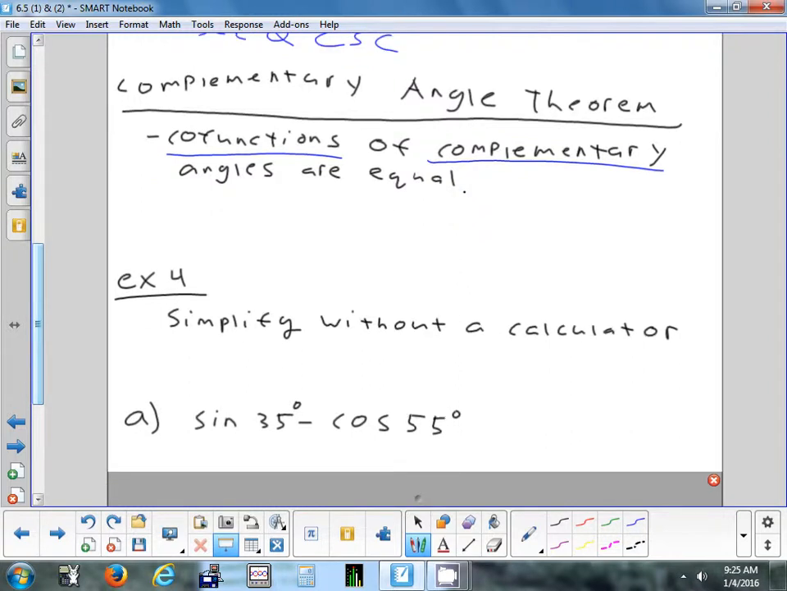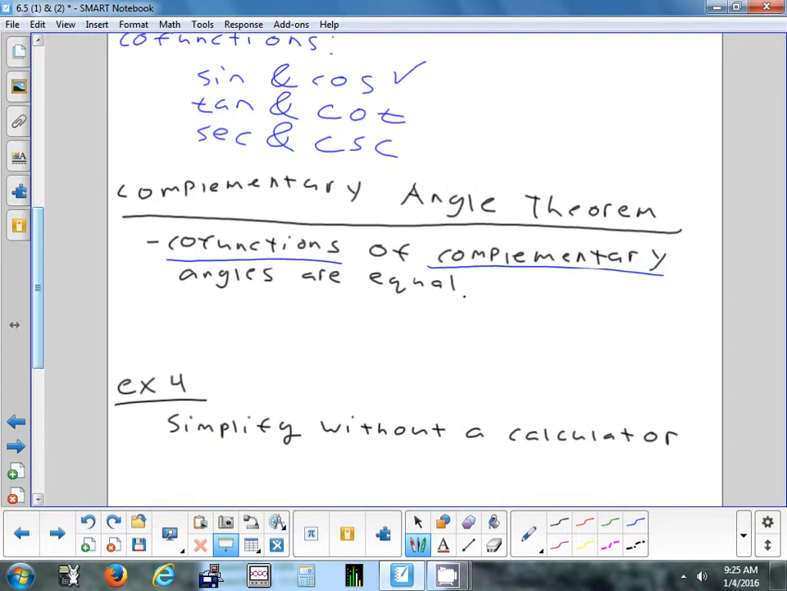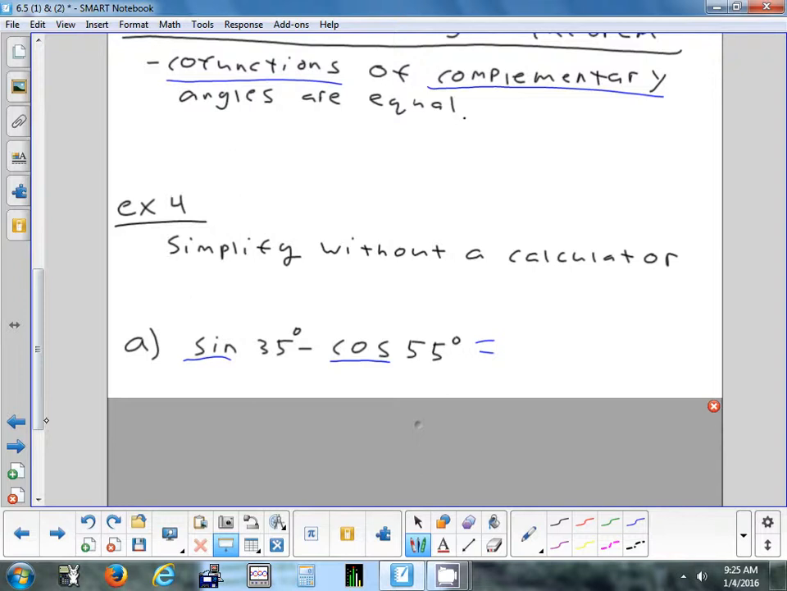So we're going to see if we can use that idea to simplify that. First I'm going to check if I can use that idea here. Cameron, do I have cofunctions here? Yes, I do. Sine, cosine. So there's my cofunctions. Brendan, do I have complementary angles? Yes. If I take 35 and 55 and add them up, they add up to 90. So I have cofunctions. I have complementary angles.